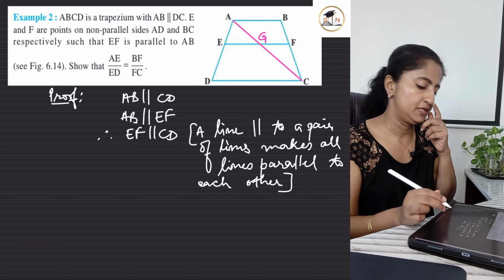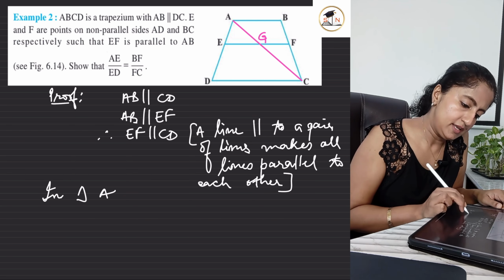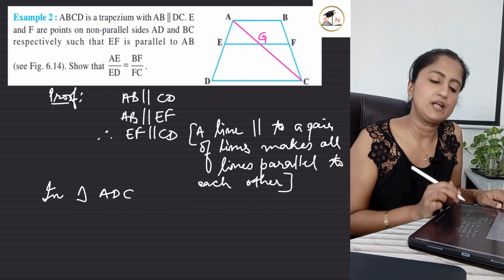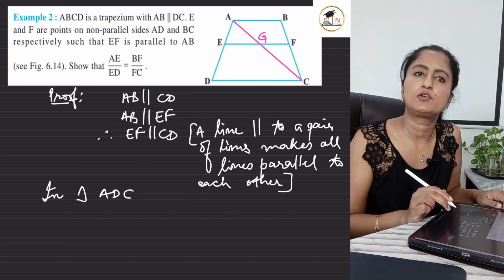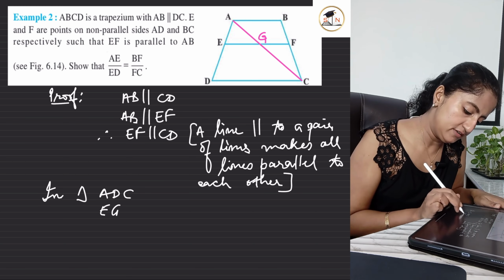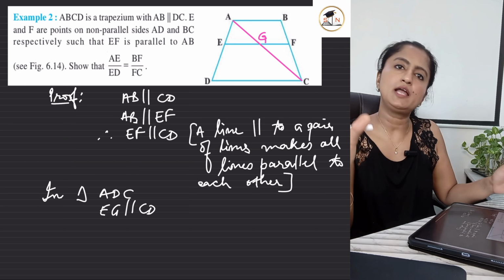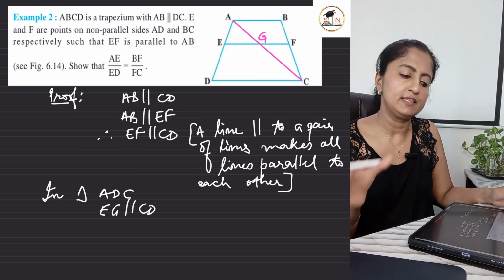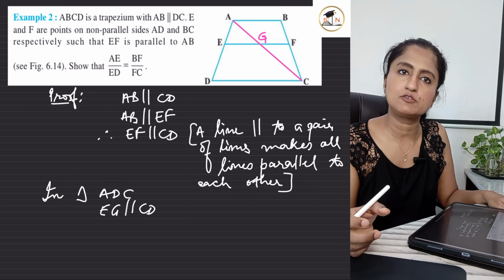Okay. Now, we will start with the triangle. In triangle ADC, we are talking about this triangle over here. We know that EG is parallel to CD because EF, the bigger line, was parallel to CD. That means a portion of EF, which is EG, is also going to be parallel to CD.